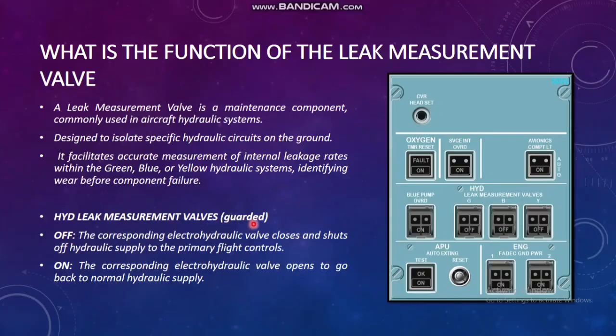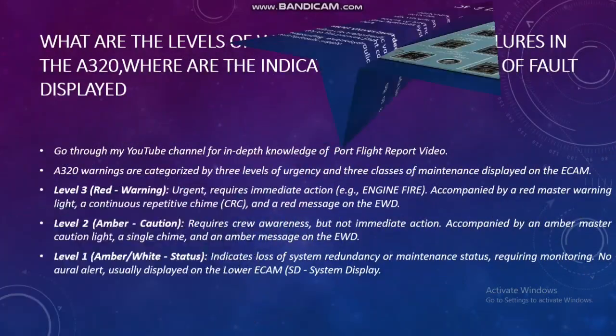The hydraulic leak measurement valve is guarded. You can see it partially guarded with the black. I have already uploaded a video about the guarded switch on my channel, please go through the video about all the guarded switches. If it is in off condition, the corresponding electro hydraulic valve closes and shuts off the hydraulic supply to the primary flight control. If it is in on condition, the corresponding electro hydraulic valve opens to go back to the normal hydraulic supply. So this will normally be on. You have to select off to isolate the particular system.